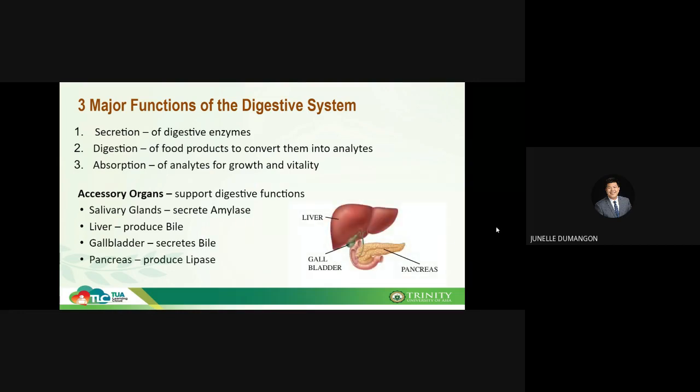So lastly, we have the accessory organ called the pancreas. The pancreas functions to produce lipase, and lipase is also important because it breaks down fats, just like your bile. Now here is an image showing you the different accessory organs. The liver, here in brown, the gallbladder in green, and then this yellowish structure is your pancreas.